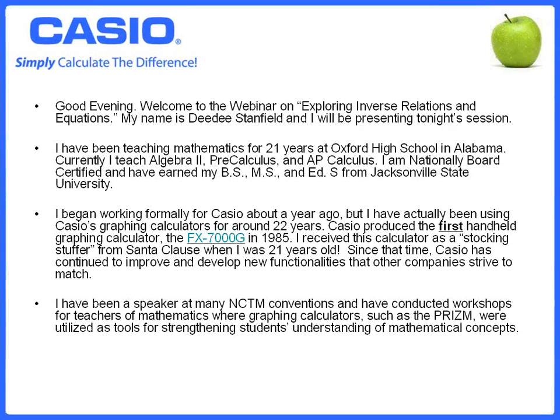I have been teaching mathematics for 21 years at Oxford High School in Alabama. Currently, I teach Algebra 2, Pre-Calculus, and AP Calculus. I'm nationally board certified and have earned my BS, MS, and EDS from Jacksonville State University. I began working formally for Casio about a year ago, but I have actually been using Casio's graphing calculators for around 22 years. Casio first produced the first graphing calculator in 1985. It was the FX7000G model. I received this calculator as a stocking stuffer from Santa Claus when I was 21 years old.